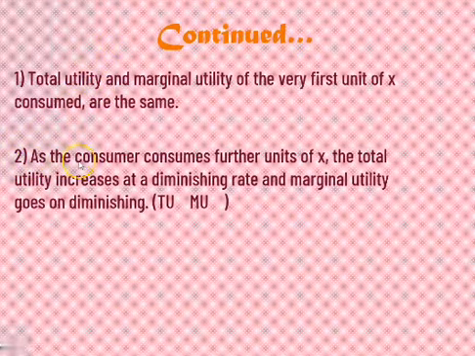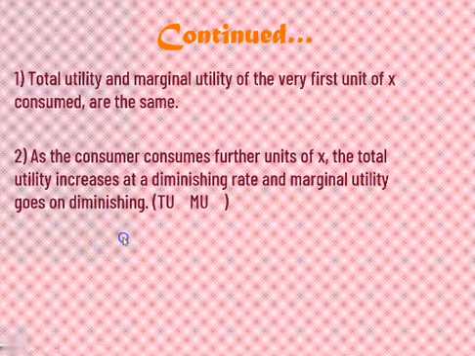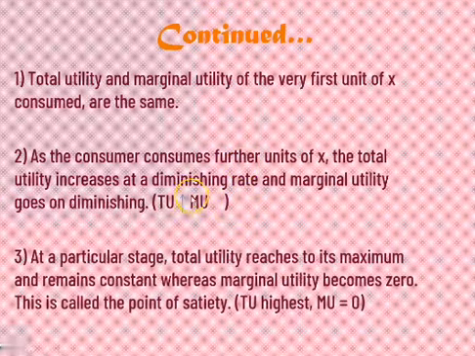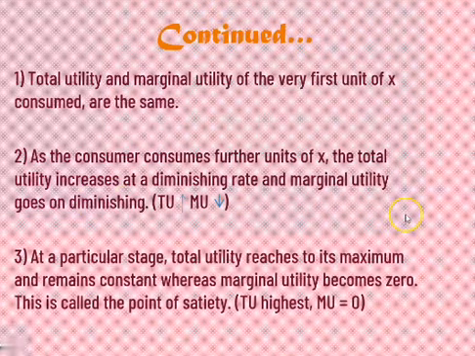Now, second, when the person is going to consume the second unit of a commodity, second, third or fourth, as the consumer consumes further units of X, the total utility increases at a diminishing rate and marginal utility goes on diminishing. So here we can see TU increases and MU decreases. As the consumer starts consuming more units of a commodity, TU increases at a diminishing rate and MU goes on diminishing.